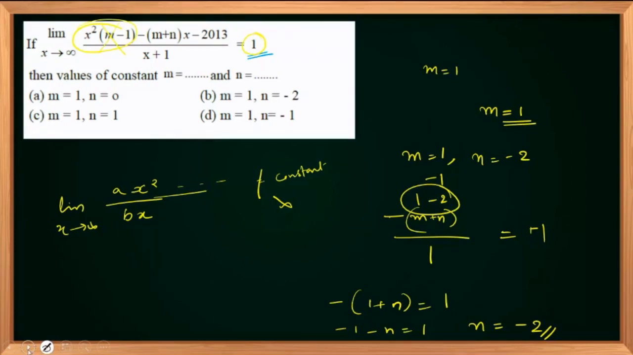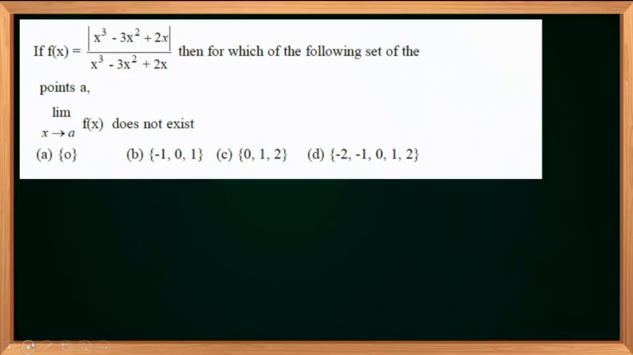I'm moving to the next question. Okay, so this is the next question. If f of x is equal to modulus of x cube minus 3x square plus 2x divided by x cube minus 3x square plus 2x, the same function divided by the same function, then for which of the following set of points a does the limit of f of x as x tends to a not exist?